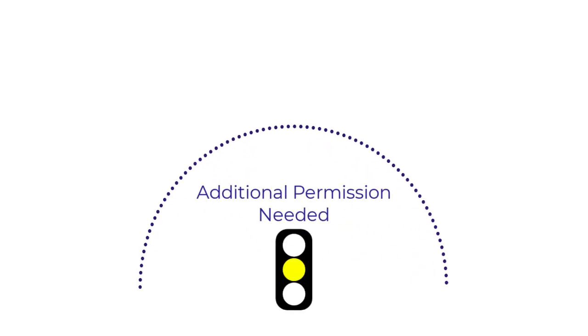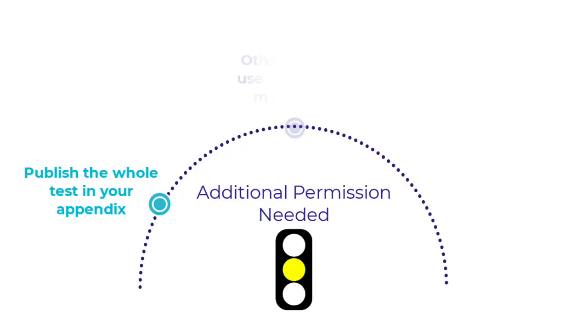For example, if you want to publish not just the research results, but the whole test as an appendix, you would need to request permission from the publisher who owns the copyright to the test. Any other types of use not already mentioned should also be requested from the test publisher.